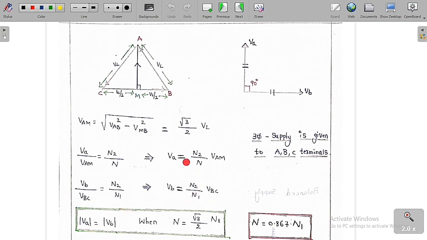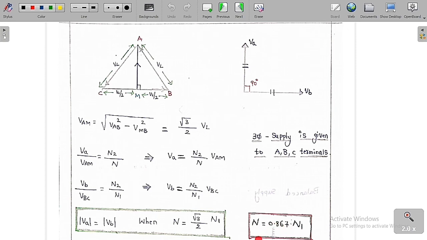I have already told you these two voltages should have equal magnitudes, so equate these two values. We get N2 by N into VAM is equal to N2 by N1 into VBC. We know VAM is equal to root 3 by 2 VL and VBC is equal to VL. Finally, we get capital N is equal to root 3 by 2 into N1, which is nothing but 0.866, or you can say 0.867 N1.